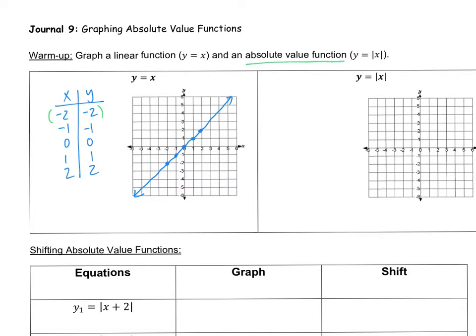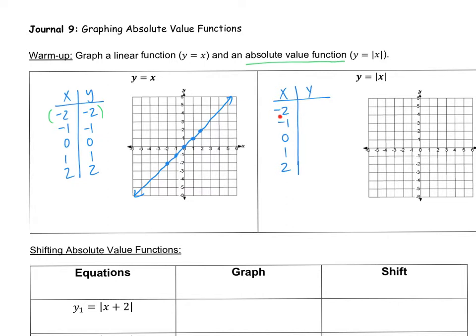But our question today is to understand, well, if that's what a linear function looks like, what does an absolute value function look like on a graph? And we're going to start with making a table. So again, I'm going to pick some negative numbers, I'm going to pick 0 and some positive numbers to plug in and find the y value.